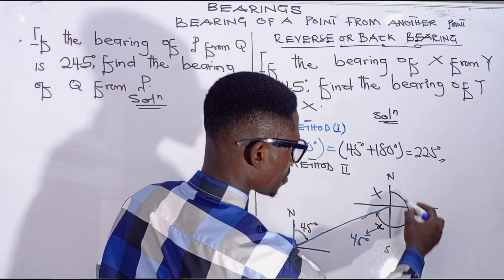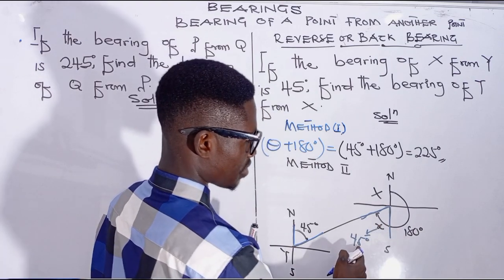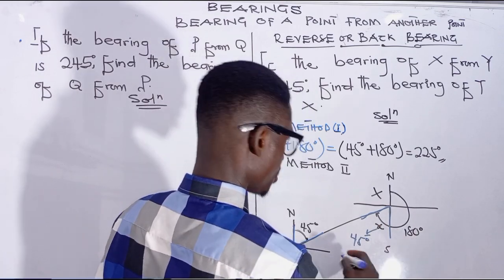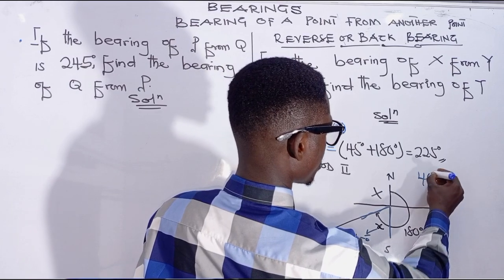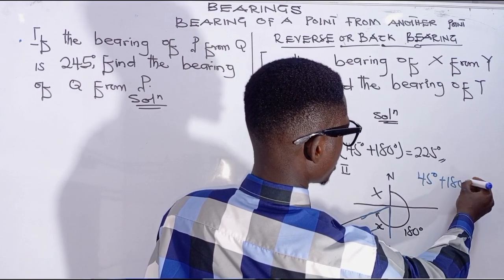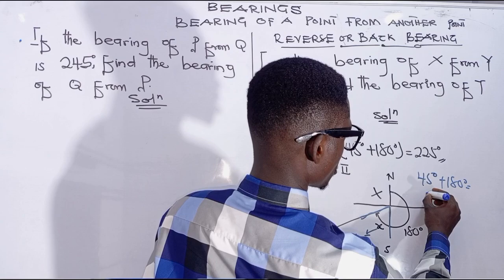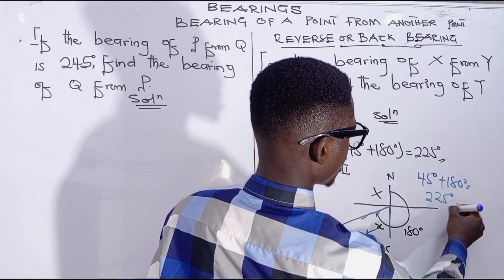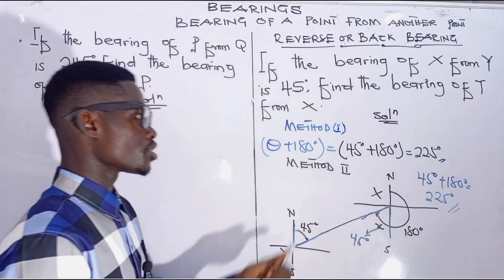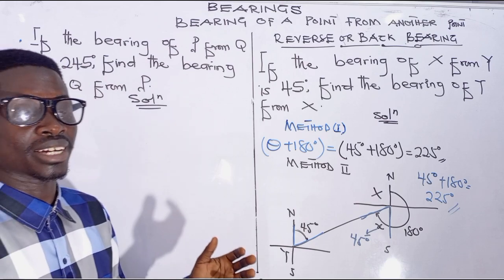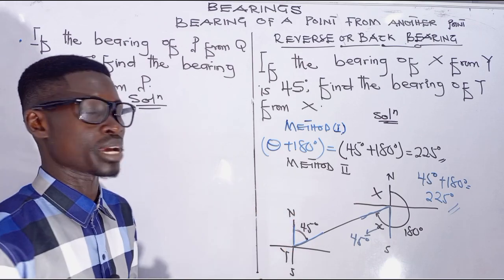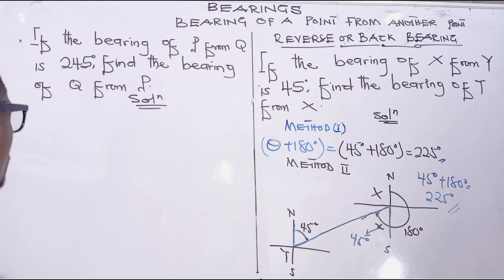To find the whole of this angle, we are going to add 45 degrees to 180. So we are going to have 45 degrees plus 180 degrees. That gives us what? 225 degrees. As easy as that. So these are the two methods that we can use to find the reverse or back bearing. Let's look at one more example.